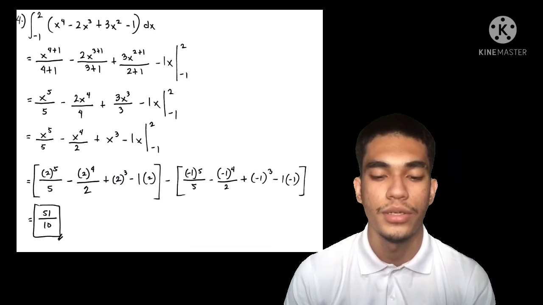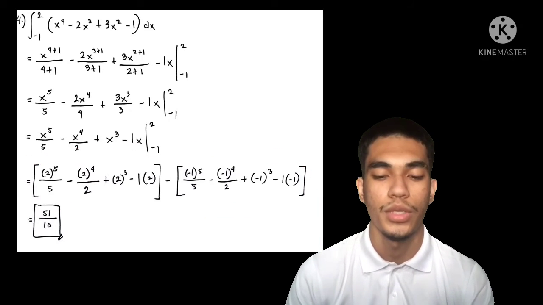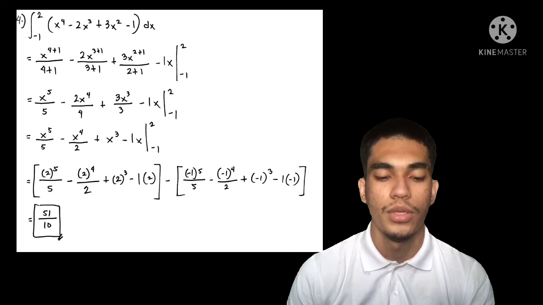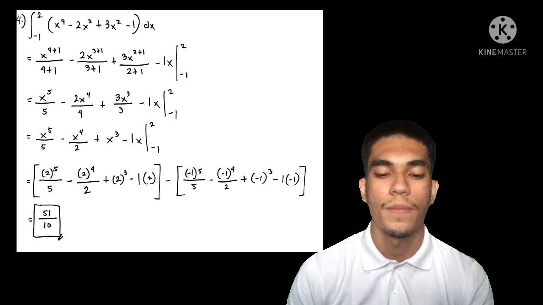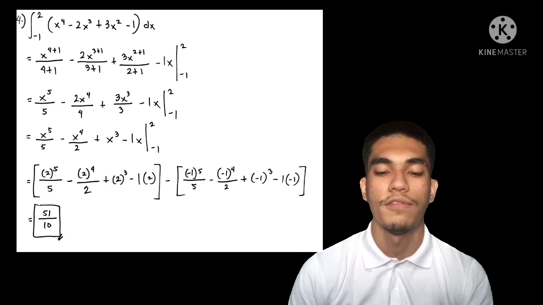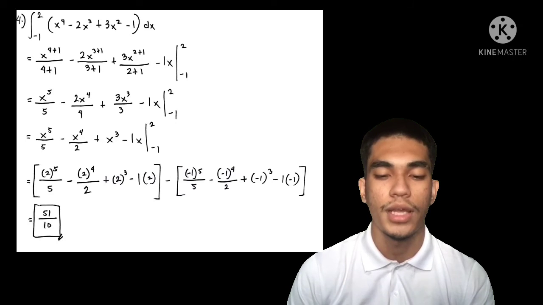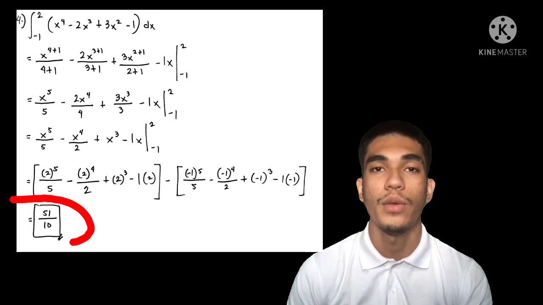Now what we are going to do here is substitute the values of negative 1 and 2 into the terms. Now we have 2 to the 5th power over 5 minus 2 to the 4th power over 2 plus 2 cubed minus 1 times 2, minus negative 1 to the 5th power over 5 minus negative 1 to the 4th power over 2 plus negative 1 cubed minus 1 times negative 1. Then, if we calculate it in our calculator, we will have our final answer of 51 over 10.